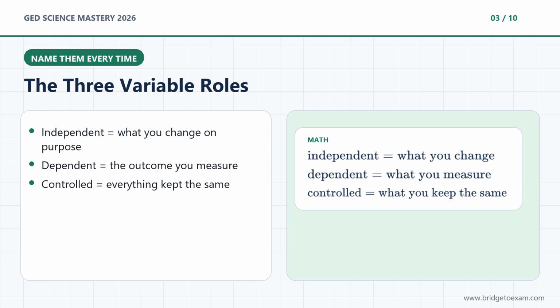Here is a memory hook that sticks. I change, you respond, and we keep the rest constant. I for independent, you respond for dependent, and constant for the controlled variables.